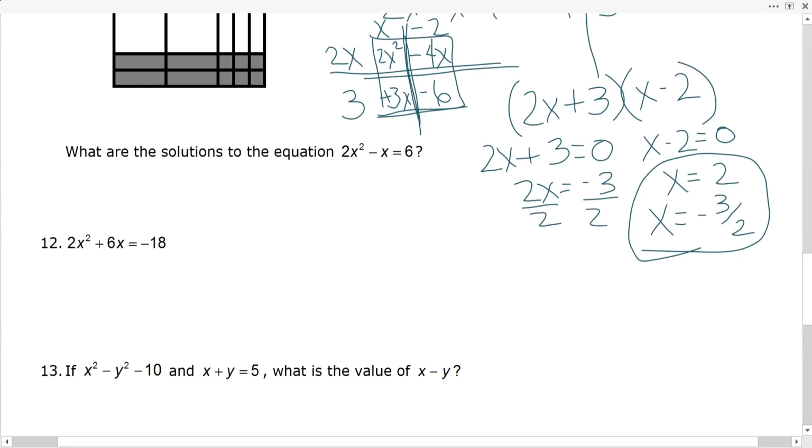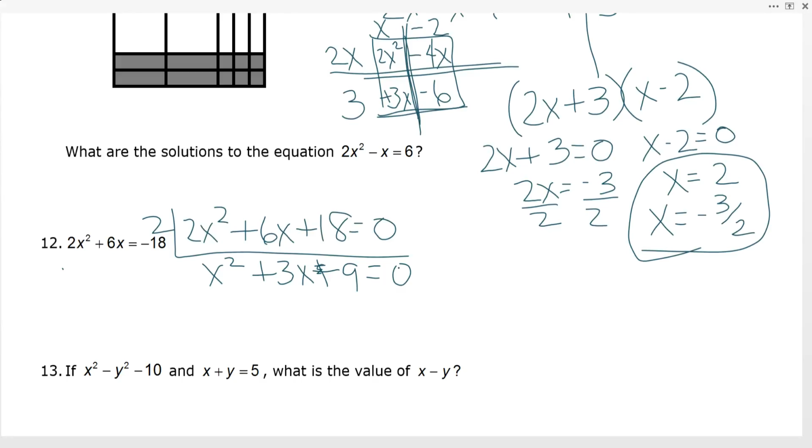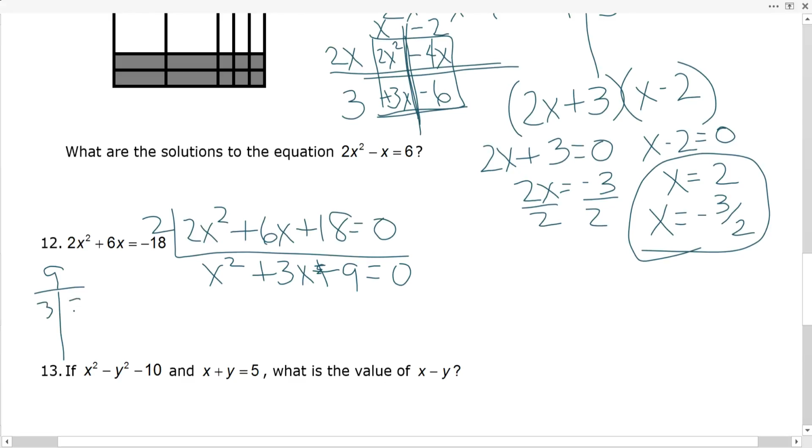Number 12, all we're doing is solving for making it equal to 0. So I'm going to have 2x squared plus 6x plus 18 equals 0. Common factor, divide out a 2. x squared plus 3x plus 9 equals 0. My sum is 3 and my product is 9. Factors of 9 are 3 and 3 and 9 and 1. None of those add up to 3.